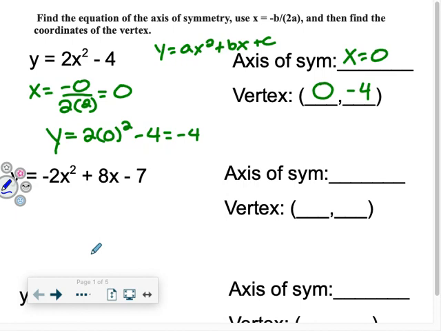If you feel the need to pause at any time, please feel free to do so, and then catch back up when you're ready to go. So next problem here, x equals negative b over 2a. Be careful of those negatives. So we have negative 8 over negative 4, which gives us positive 2.